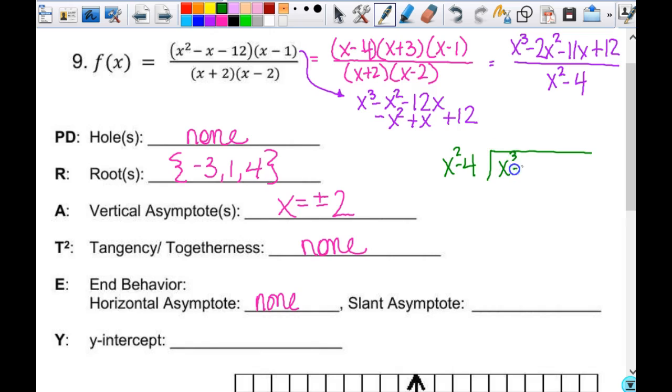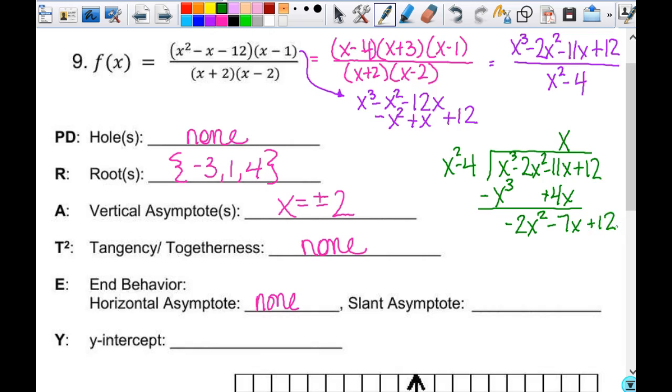So I've got x cubed minus 2x squared minus 11x plus 12. All right, so how many times does x squared go into x cubed? X times, right? So it goes in there x times. So x times x squared is x cubed, and then x times a negative 4x. That's why I have to line this up over here. So there's kind of a placeholder there. I don't really have to write it. Then I have to change my signs. So this gives me negative 2x squared minus 7x plus 12.